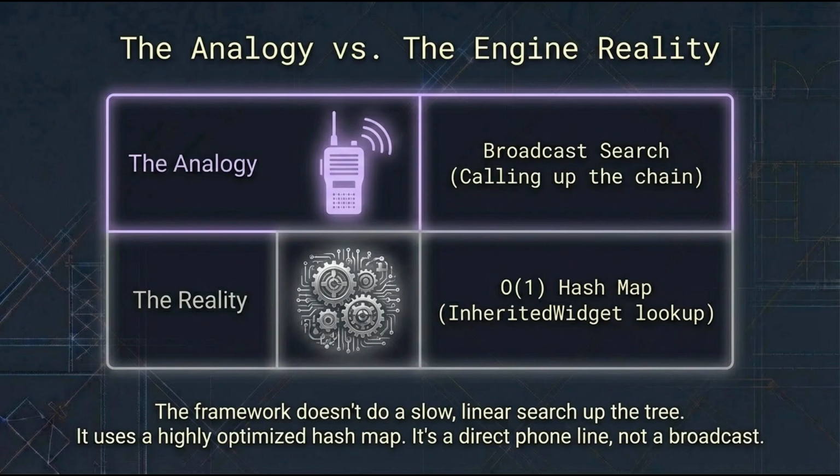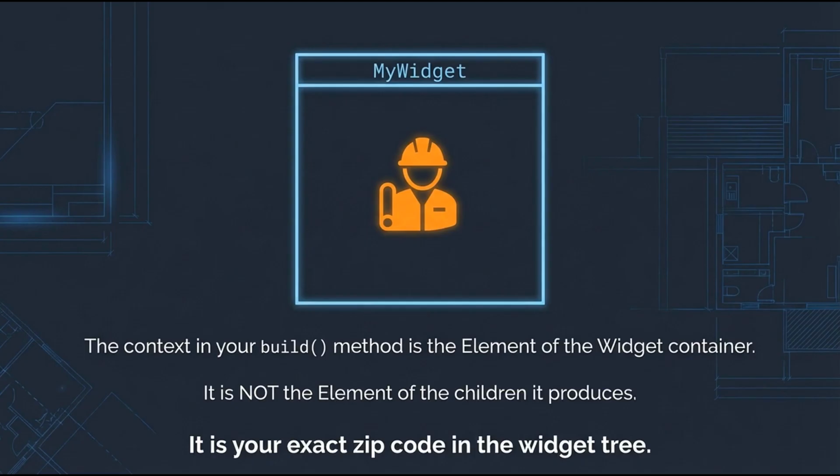The walkie-talkie analogy implies searching, but in reality, inherited widget lookup is actually O(1). Flutter uses a highly optimized hash map, not a linear broadcast. Also, the context in your build method is the element of the widget containing it. It is not the element of the children it produces. It is your exact zip code in the widget tree.